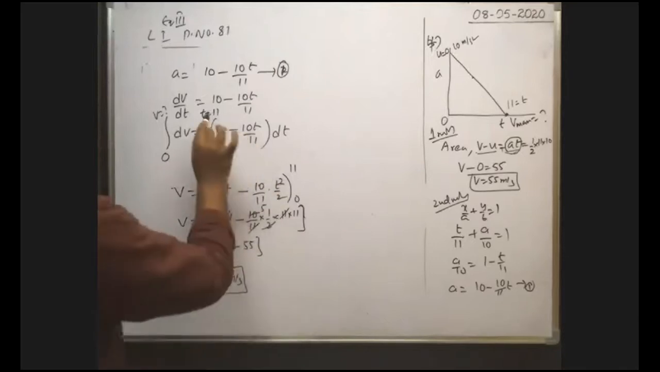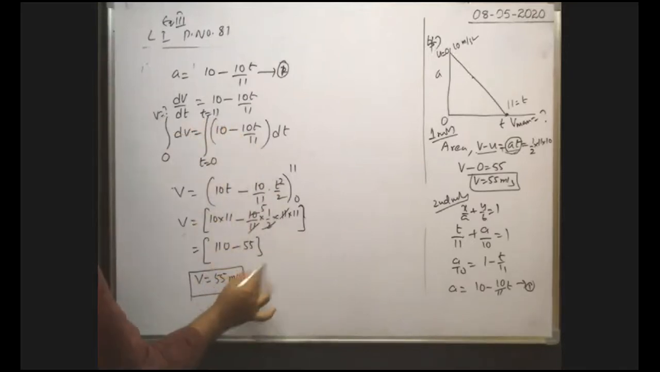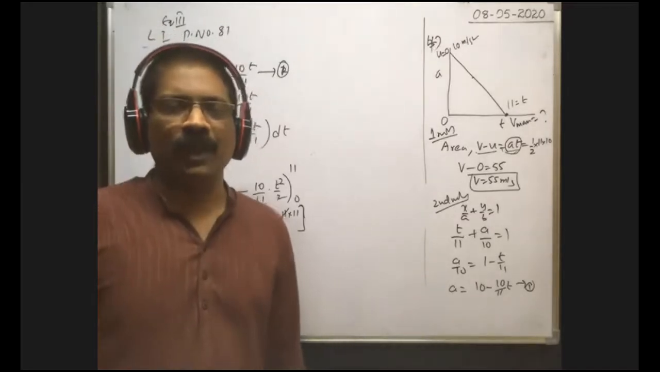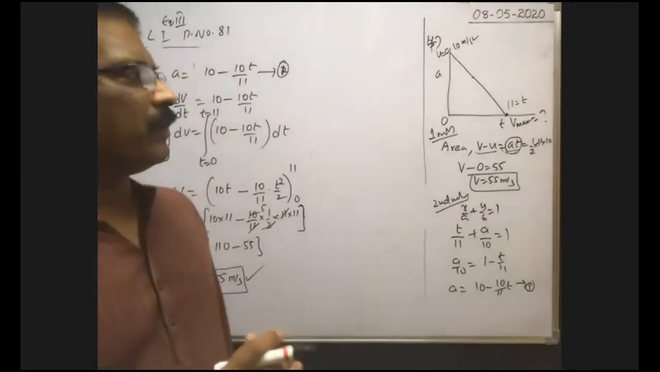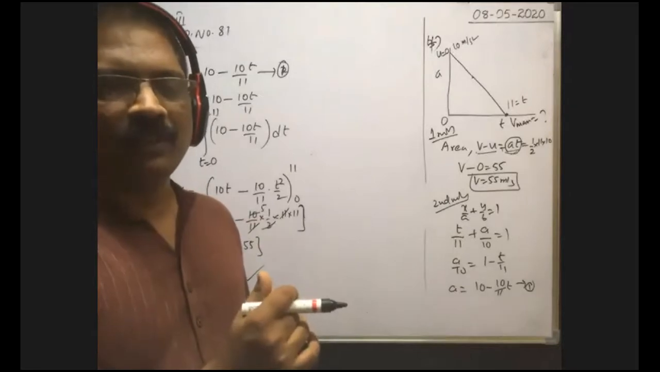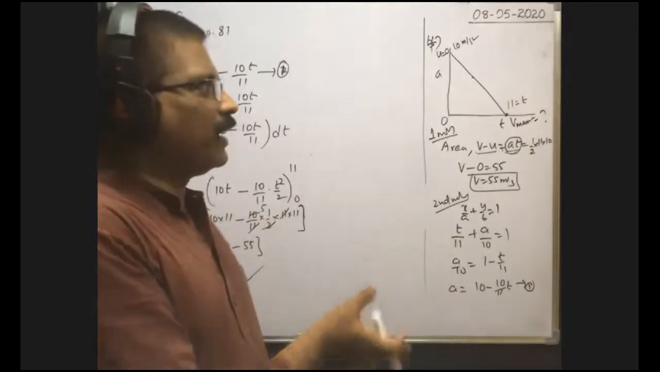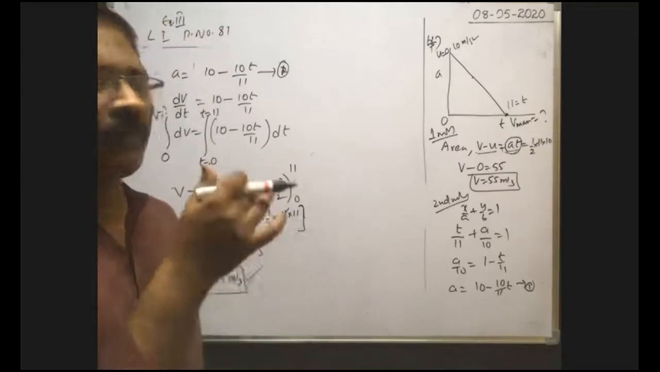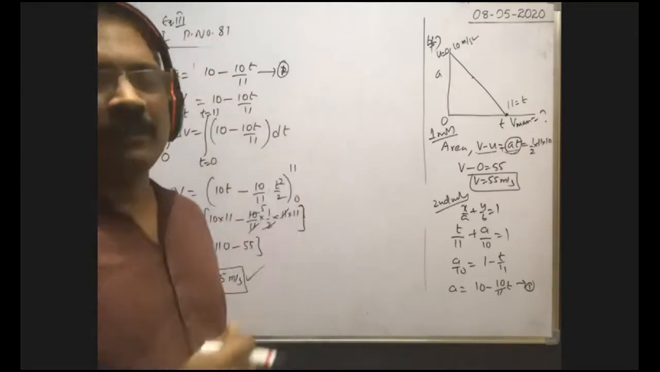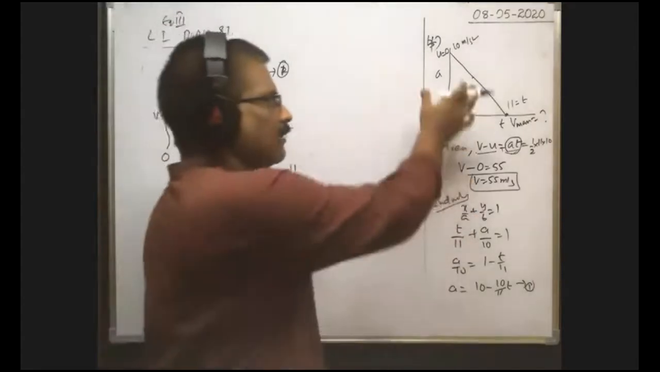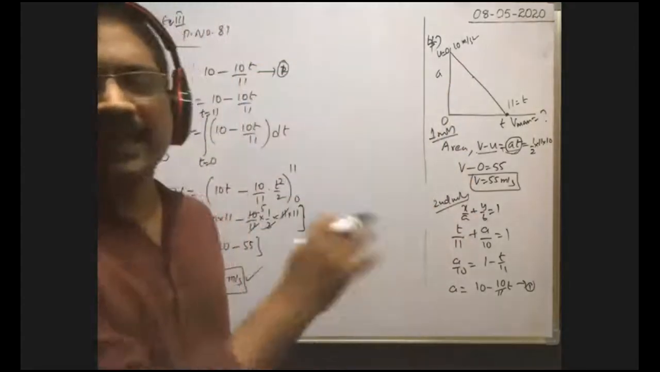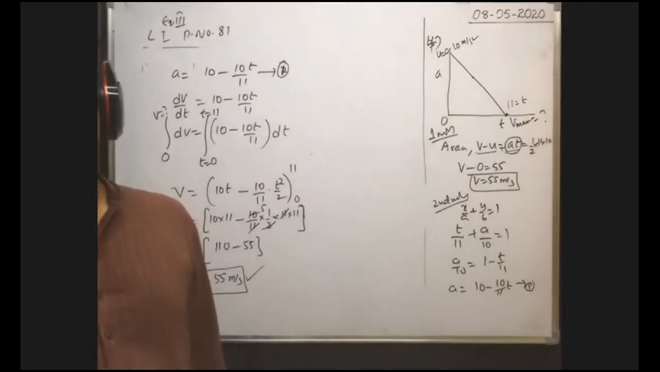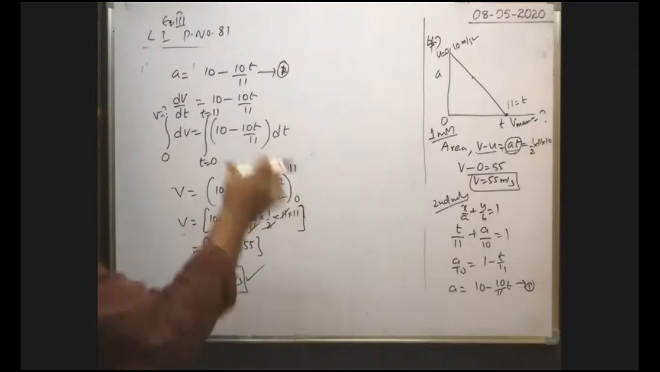That means at t is equal to 11 seconds, the velocity is 55 meter per second. In this way, we have to do it by the integration method. Of course, based on the given information, we can use the area under the graph directly, or we can use the integration method. That depends on the data given. To obtain the velocity, this information is enough. That's why we use the area under the graph directly and made it equal to v minus u, the change in velocity. This same problem can also be done by the integration method.